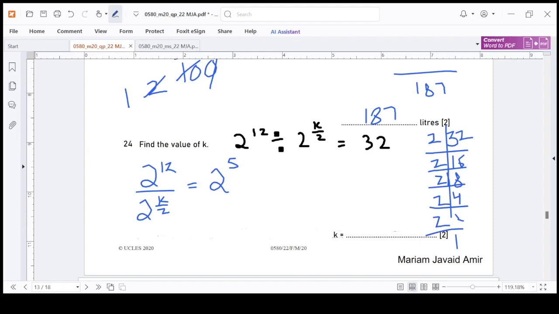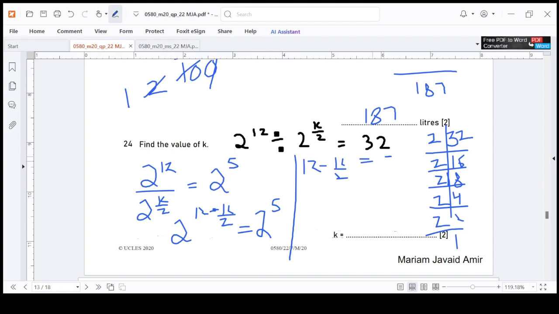Okay, now I'm going to use the indices rule. We can subtract these powers: 2 power 12 minus k upon 2 equals 2 power 5. That means the powers must be equal. So 12 minus k upon 2 equals 5. Okay, now we'll have to take the LCM before we move to the other side. So we get 24 minus k is equal to 5. So we get 10.